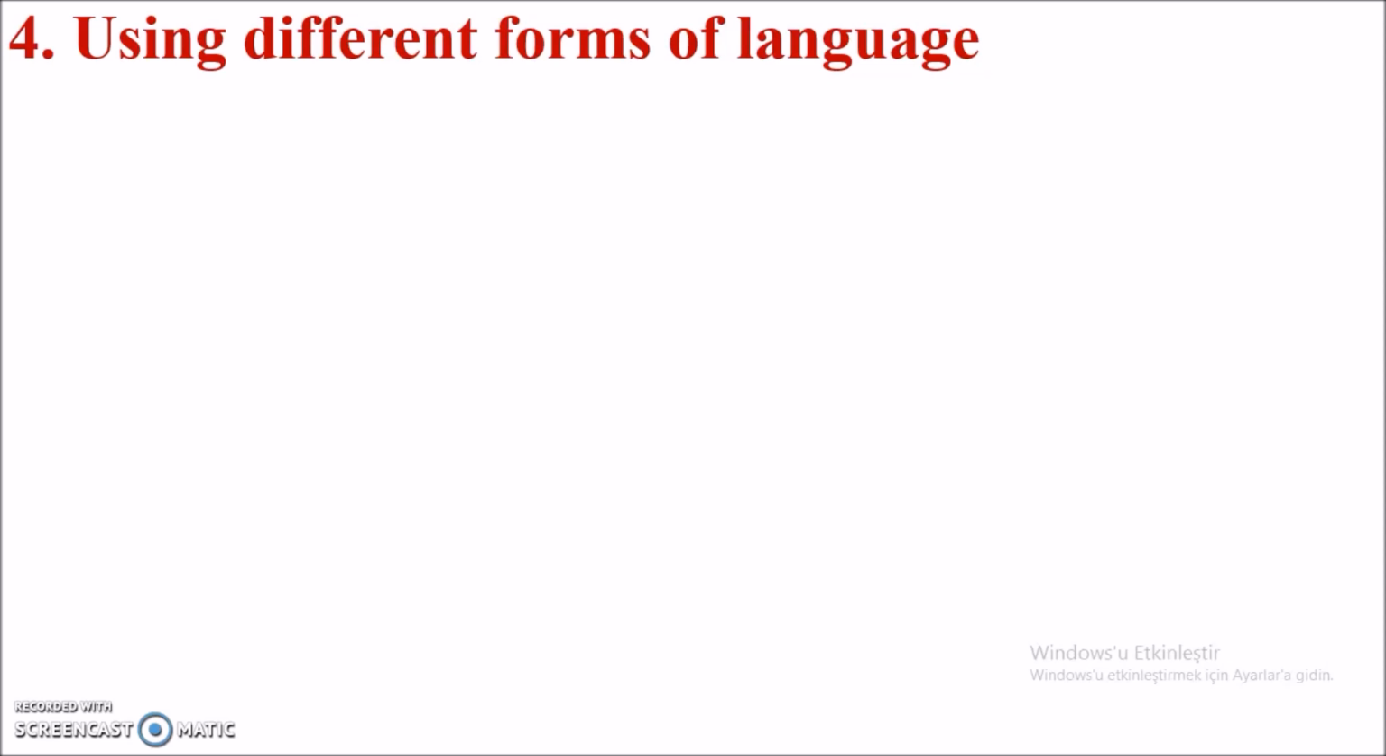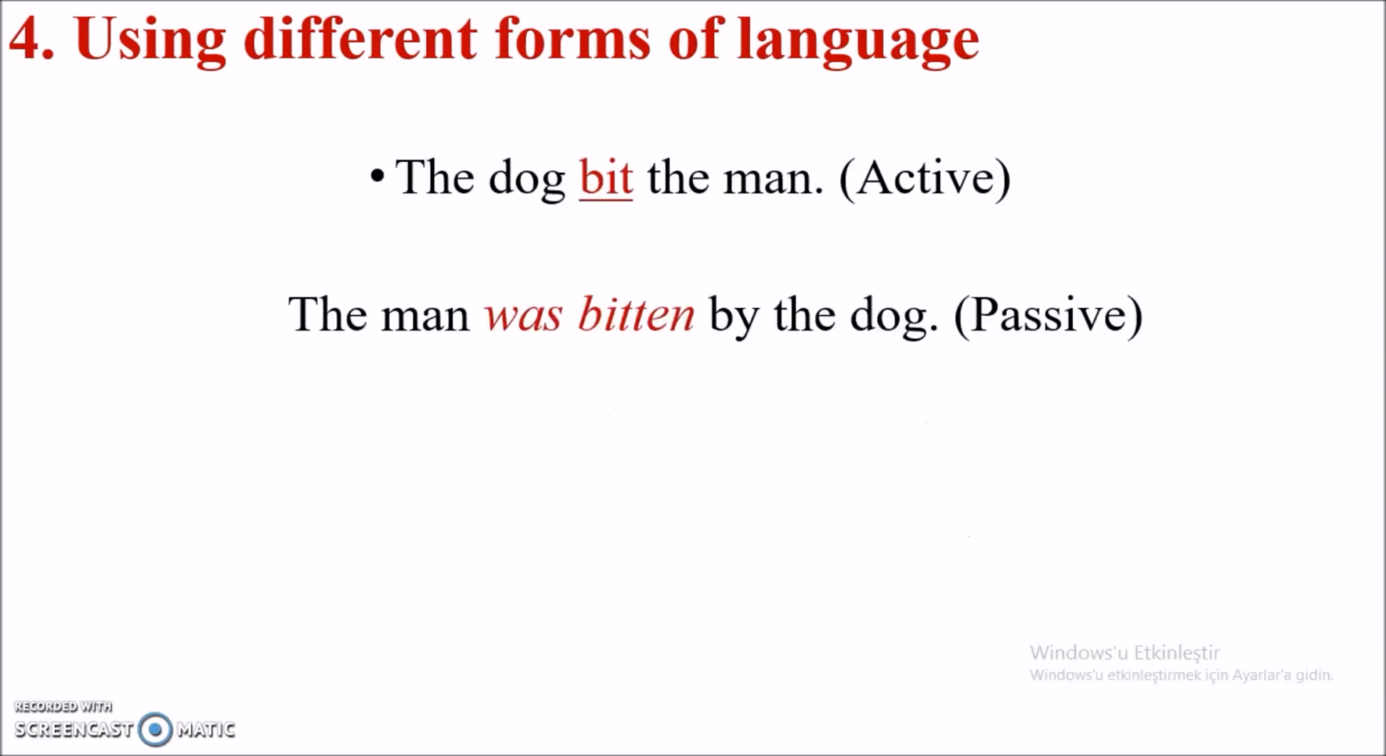Fourth strategy is using different forms of language. It means if you have an active sentence like the dog bit the man, you can change it into a passive form, of course, if it is possible. The man was bitten by the dog. So again, in here, while you are changing the form of the language, pay attention to the tense. The original sentence, the dog bit the man, was in past tense. So I'm changing it into past passive while I am rewriting it. Okay?